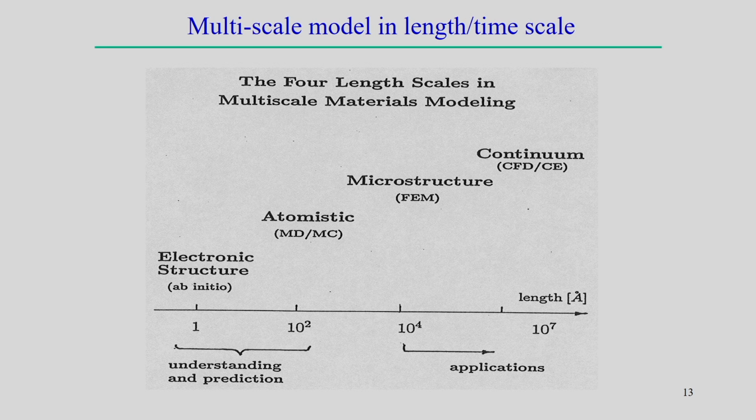categories. The 4 length scales in multi-scale materials modeling, here you can see, start from the electronic structure. Electronic structure basically exists at the very lower scale, maybe nanometer or less than nanometer scale. There we look into the electronic structure of a particular material, then we predict something by looking into the electronic structure, but we cannot directly predict the link between the continuum model and the electronic structure.